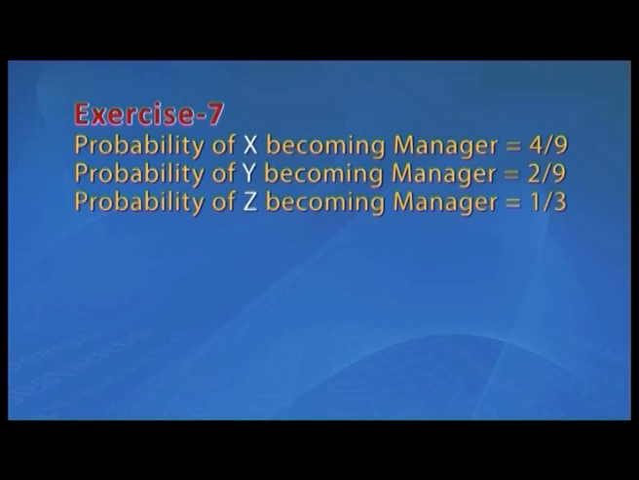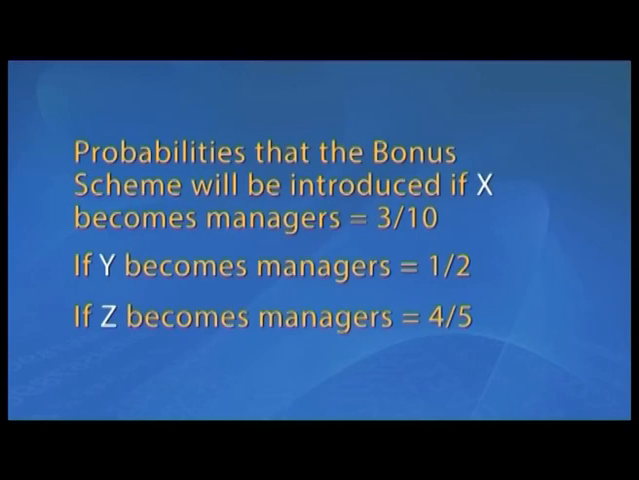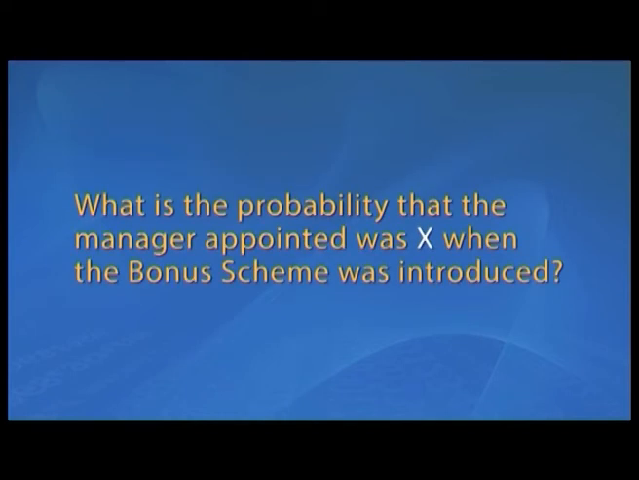Let's look at another problem. The probabilities of X, Y, and Z becoming managers are 4/9, 2/9, and 1/3 respectively. The probabilities that the bonus scheme will be introduced if X, Y, and Z become managers are 3/10, 1/2, and 4/5 respectively. What is the probability that the manager appointed was X when the bonus scheme was introduced?